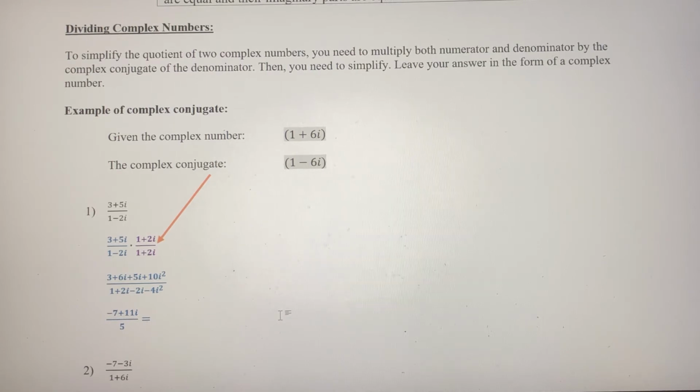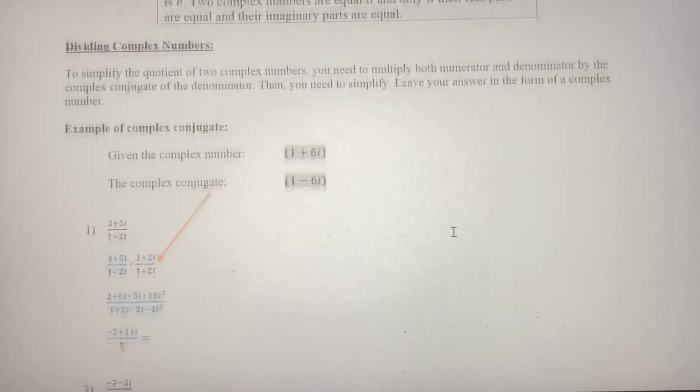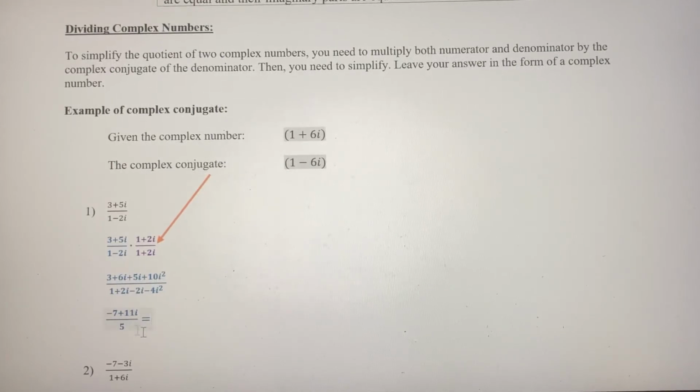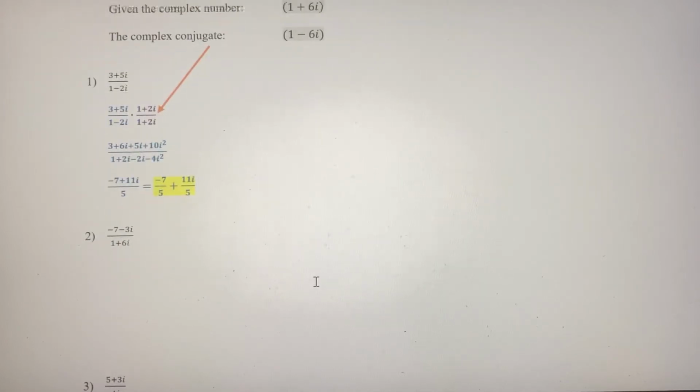Now, when we were solving quadratic equations before, we might have left an answer like this. But for now, remember, we want to be in the form a plus bi. So I need to break this into two parts. My real part is going to be -7 over 5, and my imaginary part is going to be 11i over 5. So this gives me the form a plus bi, which is -7/5 plus 11/5 i. So that's how you divide two complex numbers. Pause the video, give number 2 a try, and then come back.